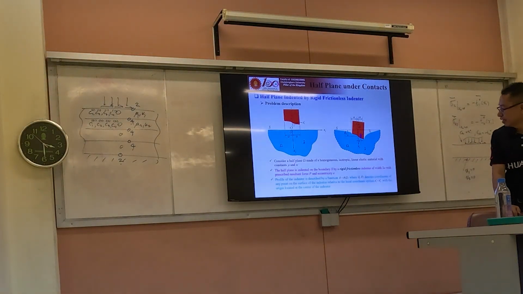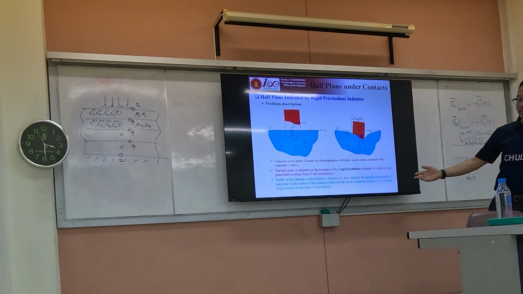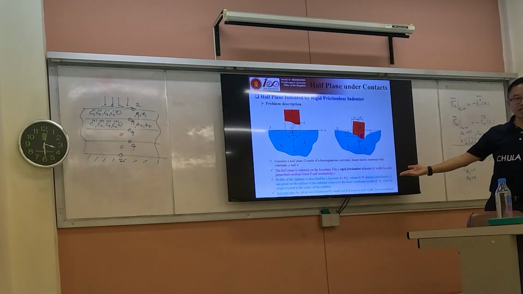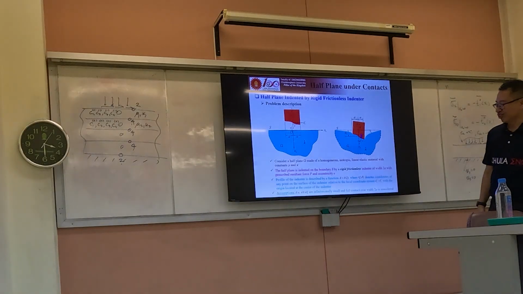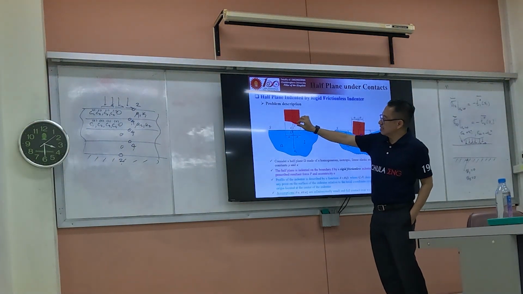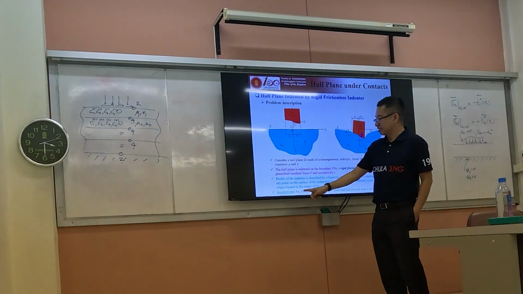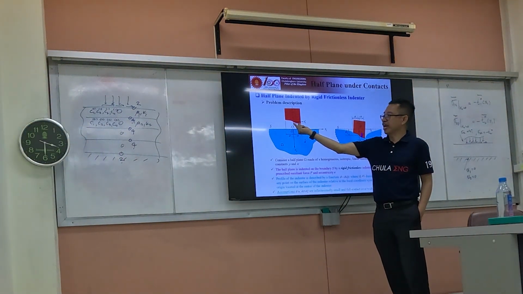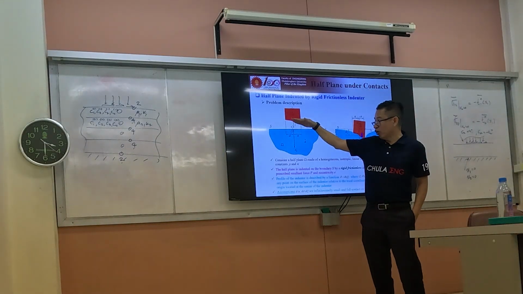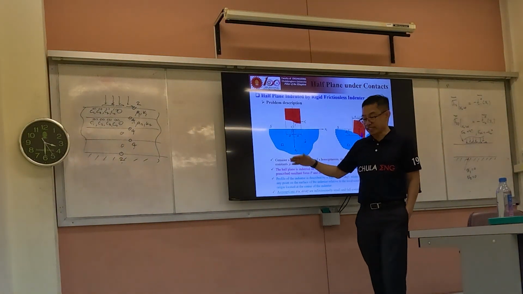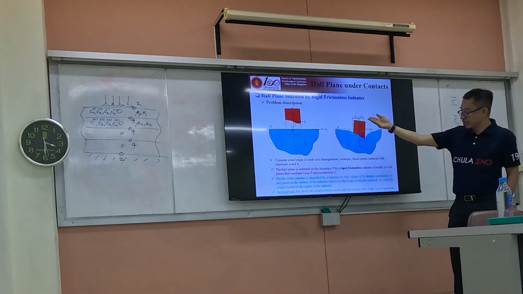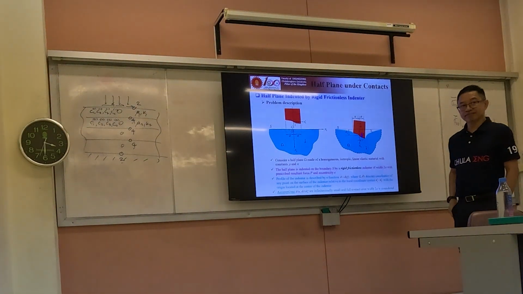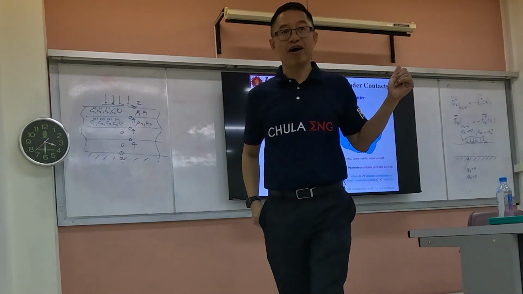Do you have any question about the description of the problem here? Do you have any problem with this assumption? I assume that delta over a is small, and the derivative of delta with respect to this coordinate is small too. So the slope of the profile should be small. This is okay if you deal with an indenter with a shallow profile. Is that clear for the description of the problem?